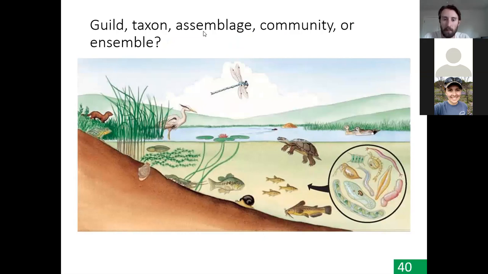What have we got? All right, people are saying community for this one, which is correct. Yeah, it's not a taxon. These are all things that are unrelated to each other. They're all eating different things, doing different things. So yeah, this would be a community defined solely by geography of living in this area.